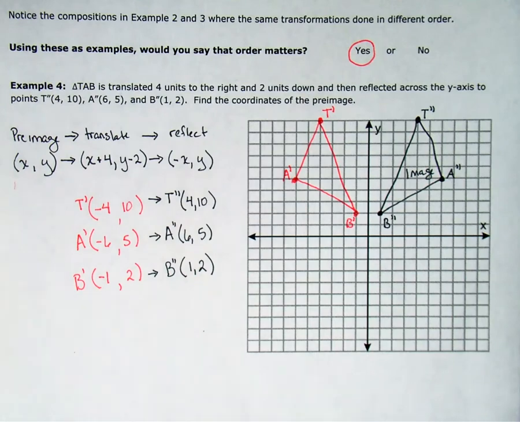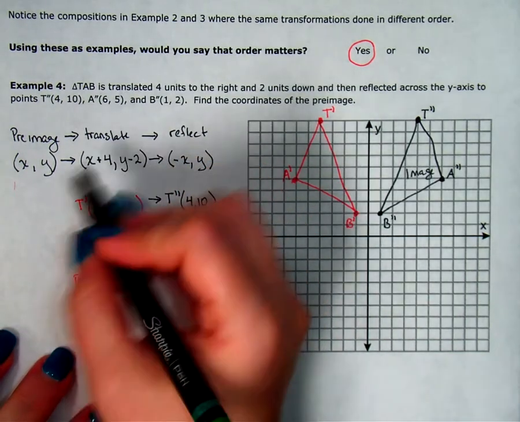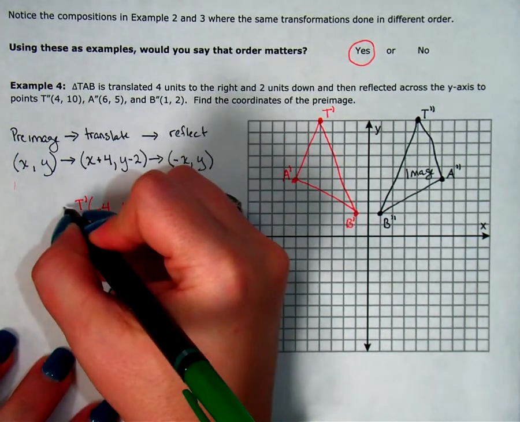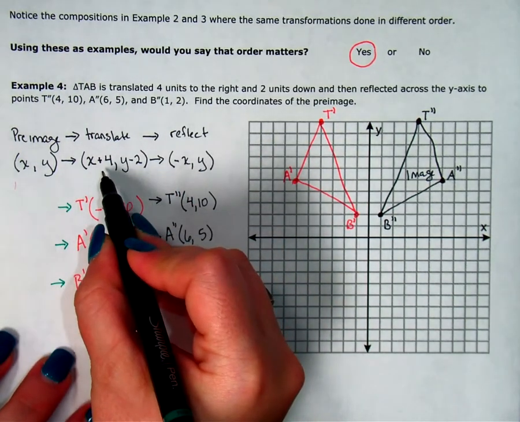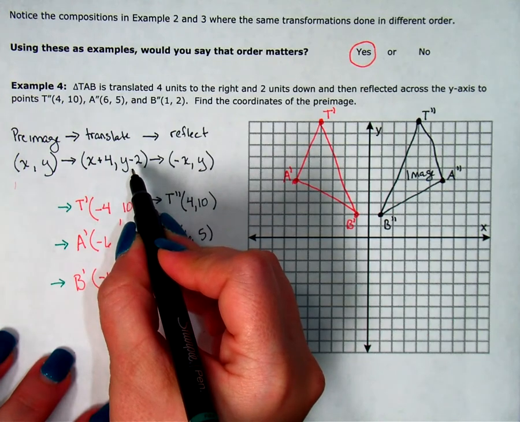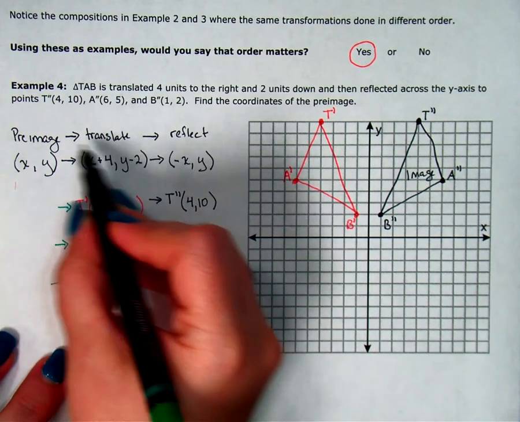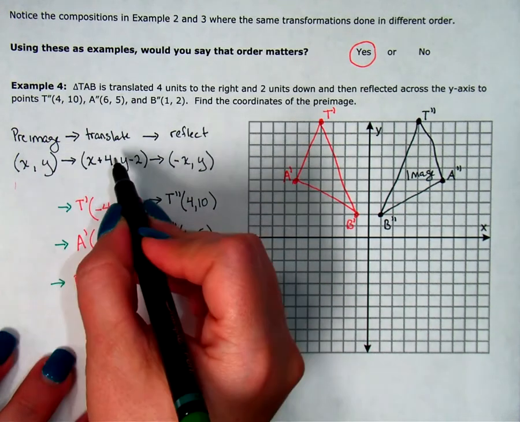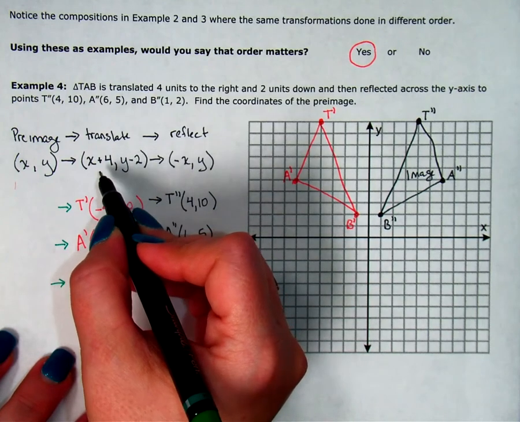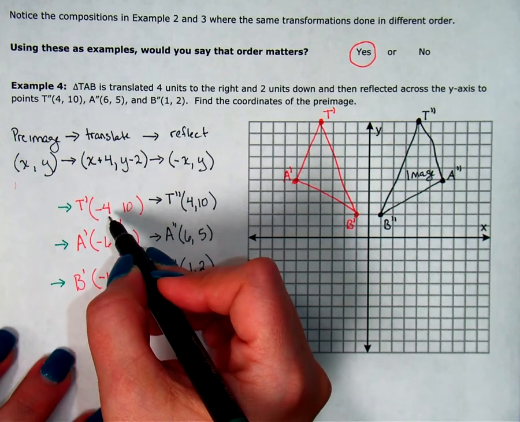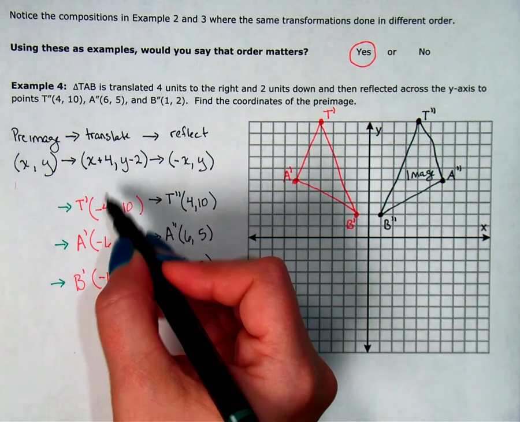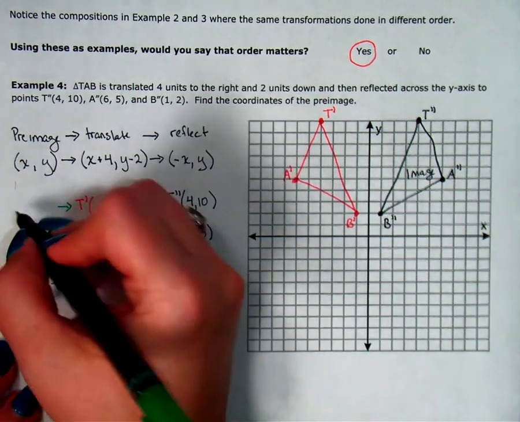Okay? So I need to go, how did I get from my pre-image to my image when I wanted to translate to the right 4 and down 2? So remember, if I'm working backwards, I need to do the opposite of what is here when I'm doing translation. So what did I add 4 to get a negative 4? So to go backwards, I'm really going to do the opposite of this. I'm going to be subtracting 4.